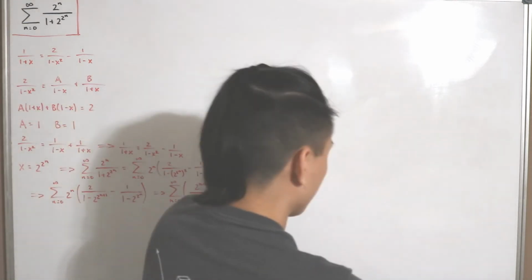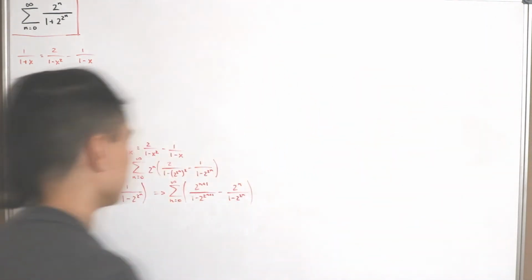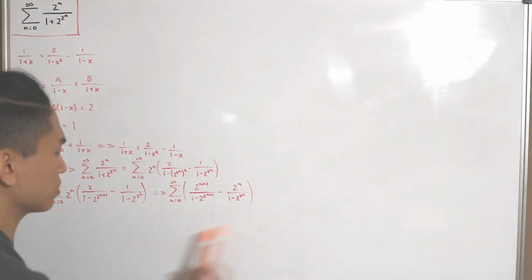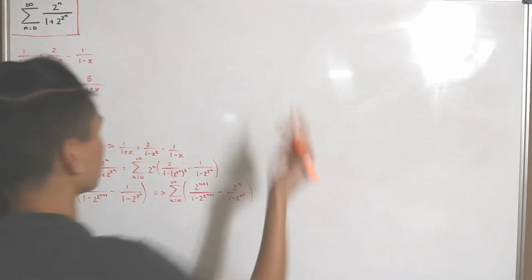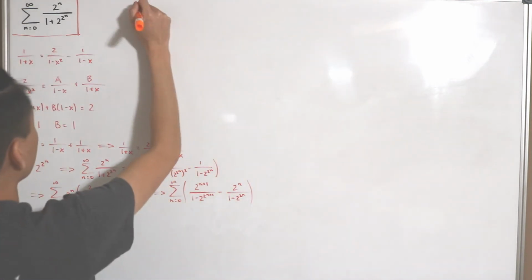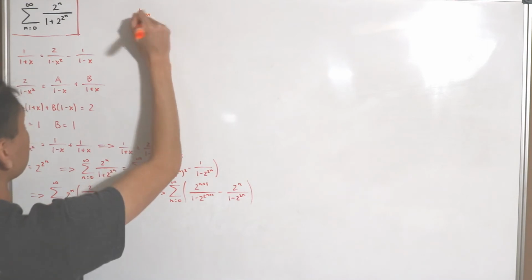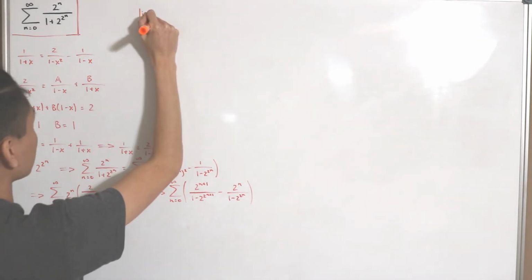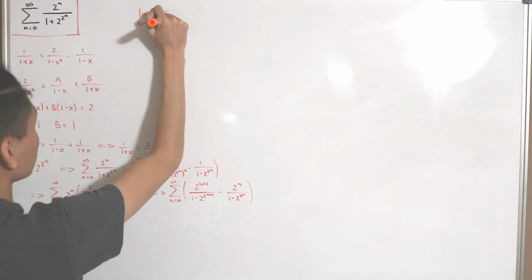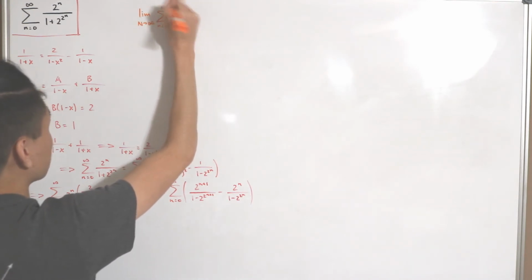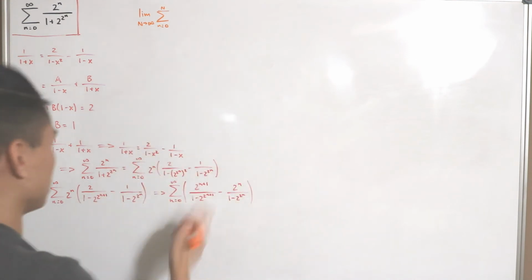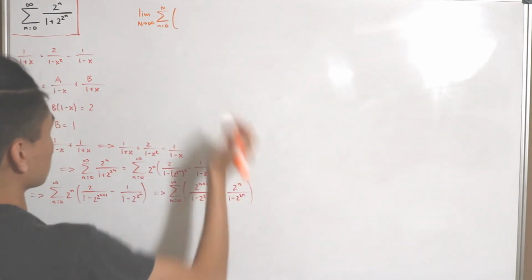Now, next thing we want to do is, because we're evaluating this infinite series, let's rewrite this in terms of partial sums. So really what I'm going to do is take the limit as capital N approaches infinity of our partial sum. Our lower index is still the same, but now our upper index is N, where we set N approaches infinity, of our series.